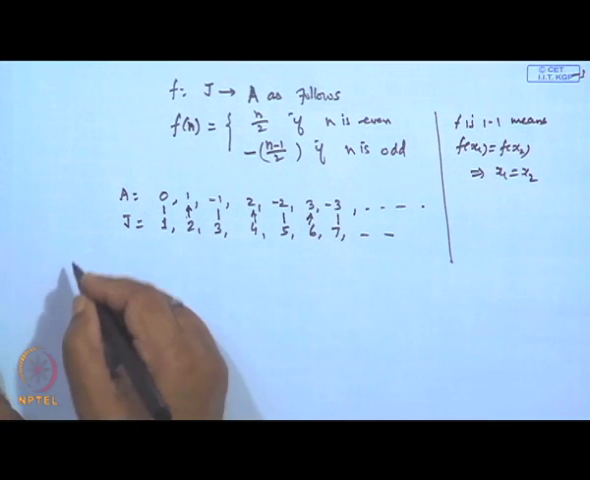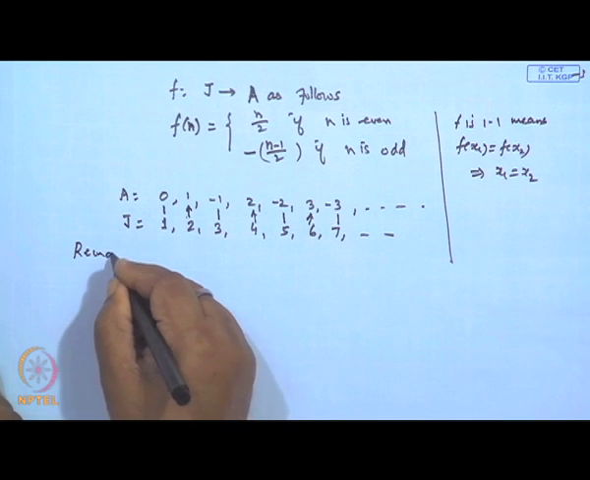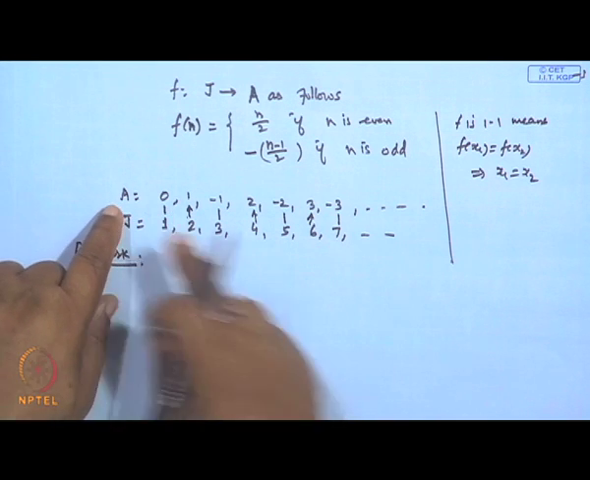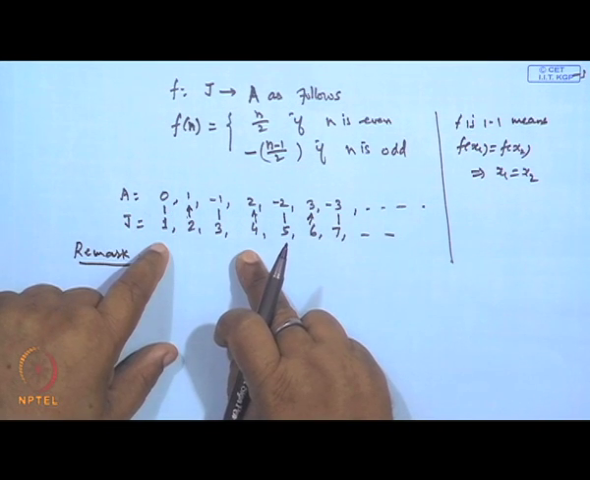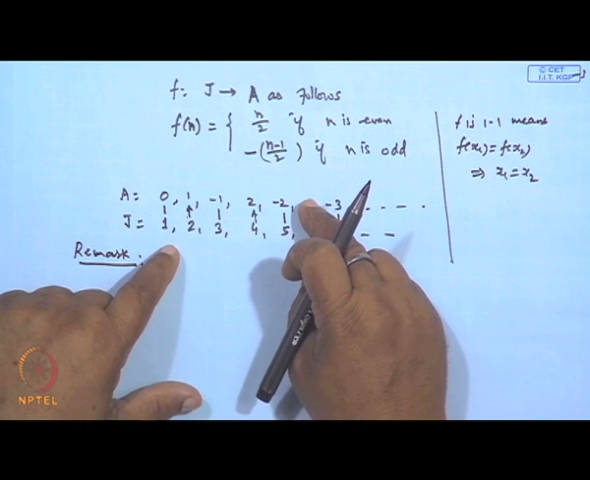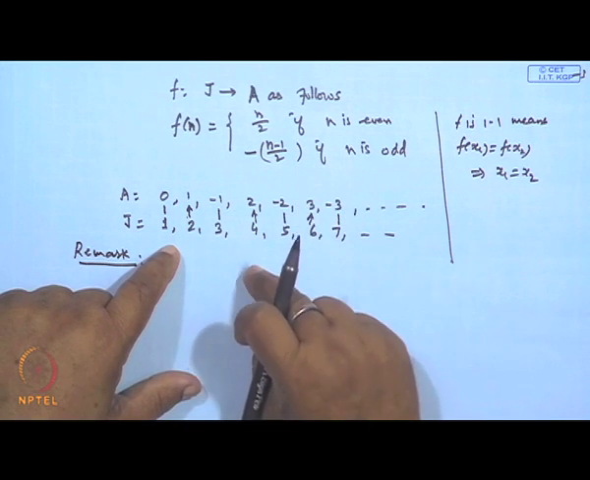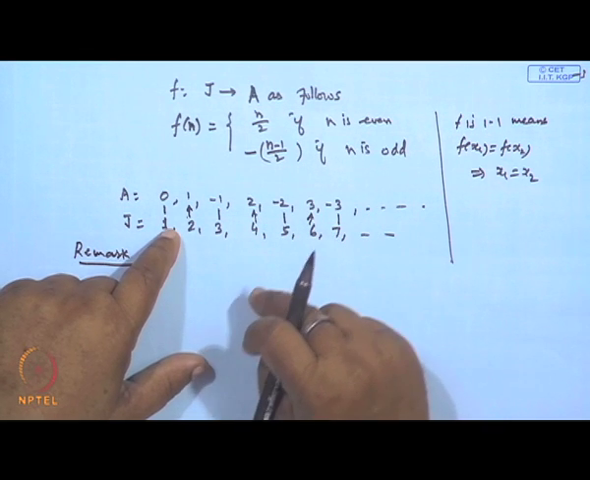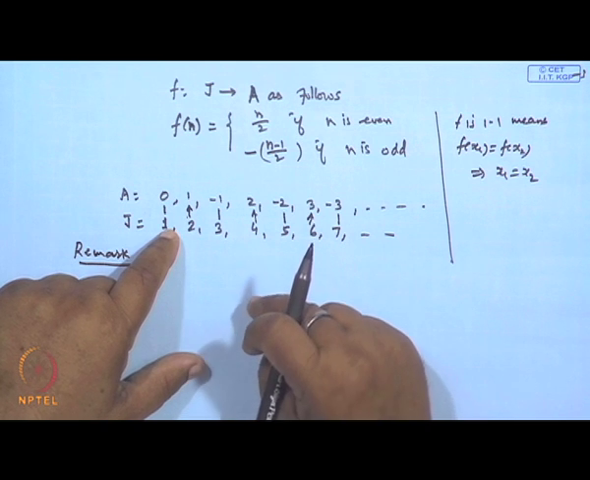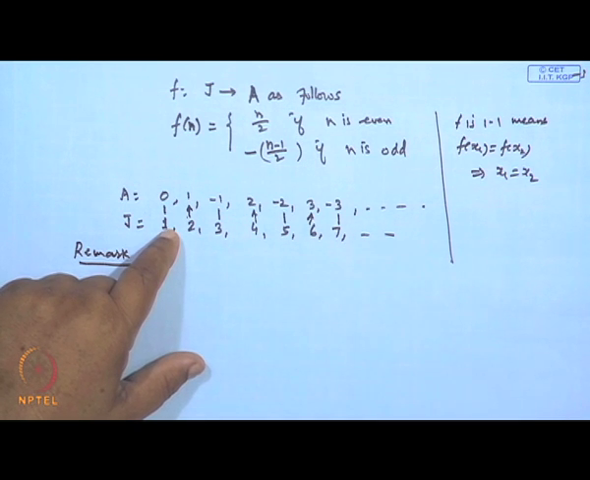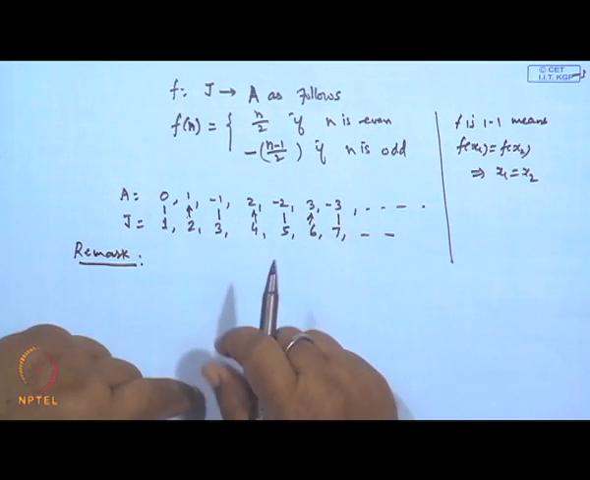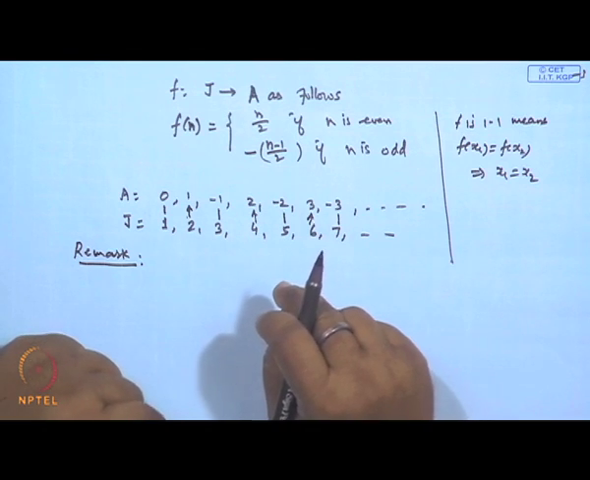One more thing which we can see here is a remark. What we have seen is that this A is a set of integers, but J is a set of positive integers. J is a proper subset of A. But they have a 1-to-1 correspondence. So, what we observe here is, in case of an infinite set, we can say A is infinite when A is equivalent to one of its proper subsets. In case of an infinite set, a proper subset may be equivalent to the set itself.